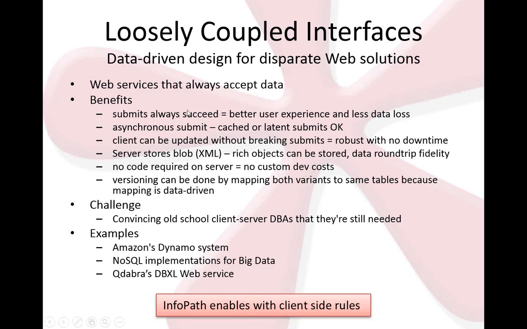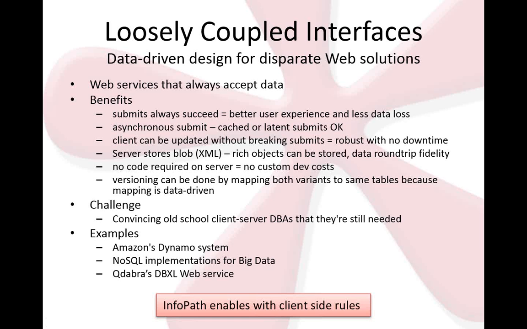So finally, because there's no validation on this server, there's no code required. You don't have any development costs, which means that the maintenance is lower. When you're dealing with versioning, like I just said, if you have two versions, you just have two mappings. You can map to the same table.